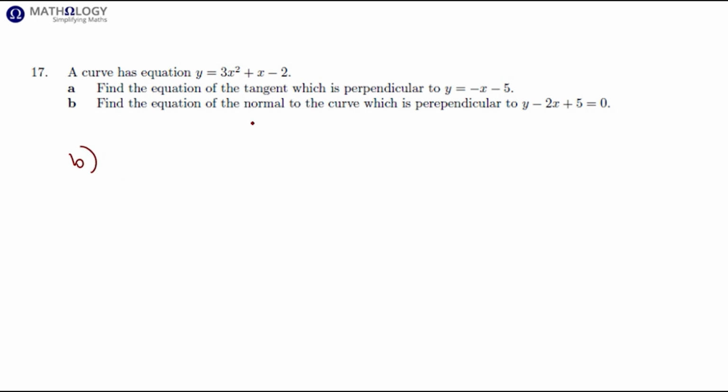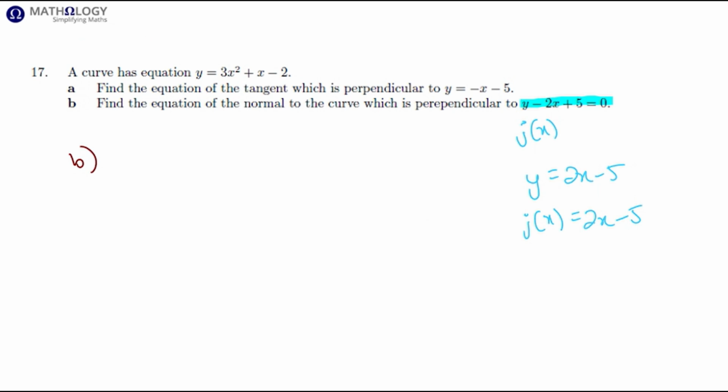We're now required to find the equation of the normal to the curve perpendicular to y minus 2x plus 5 equals 0. Okay, again, we are going to write this in standard form. So we'll call this j of x. So y equals 2x minus 5. J of x equals 2x minus 5.